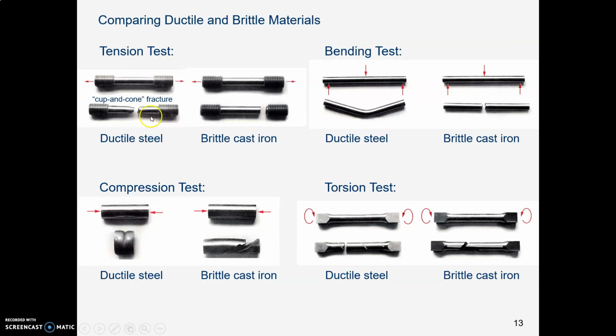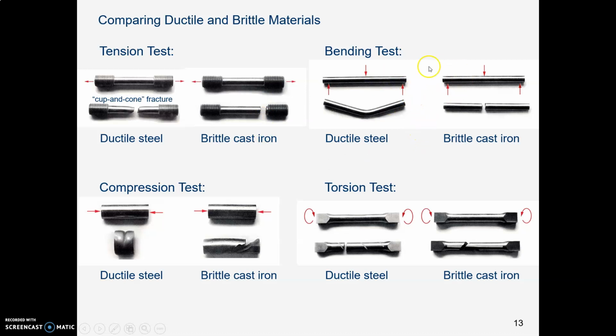So here are some test samples of failures. Here is some ductile steel that failed. See that 45-degree angle on the cup and cone when it was pulled and it pulled apart, as opposed to cast iron, which is brittle. When it was pulled and pulled apart, it's got a vertical fracture face.